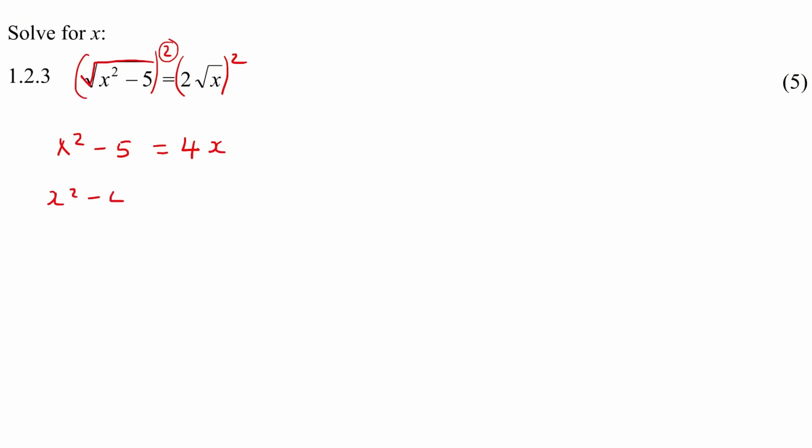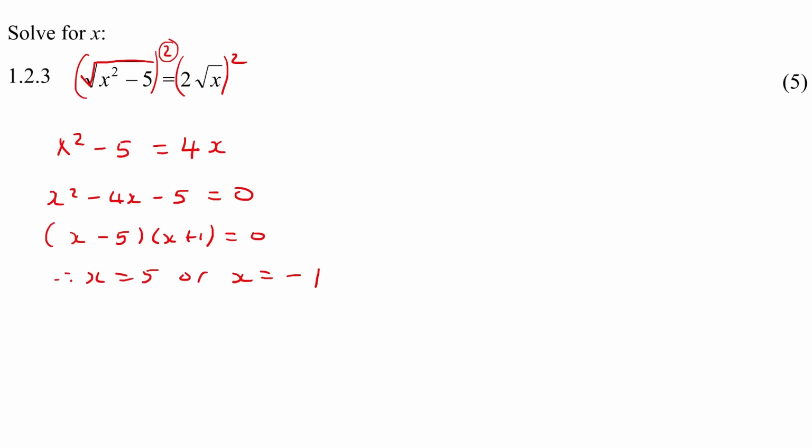Now it's just a super easy, straightforward question where we can just go and factorize. So this would be -5 and +1, and so therefore x is 5 or x is -1. But if you want to get full marks for these questions, you need to now do a check. So how do we do a check?